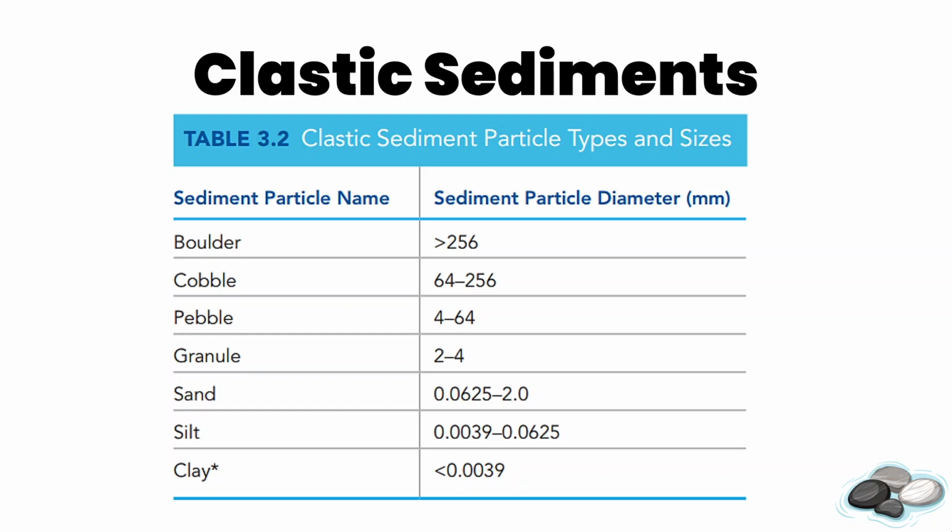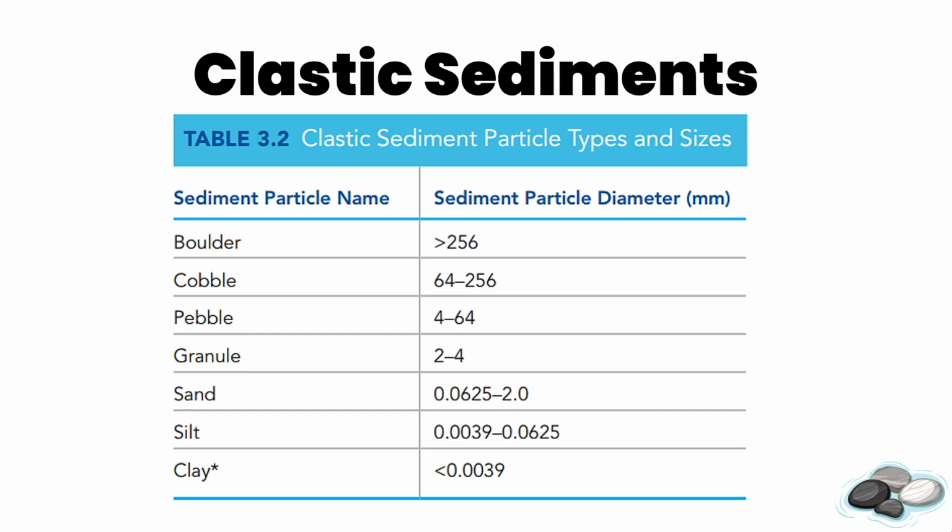Clastic sedimentary rocks are made of many different kinds of rocks lithified through compaction and weathering. For example, there are many particles in clastic sedimentary rocks, and they are named according to their size. Boulder, if it's larger than 256 millimeters, then cobble, pebble, granule, sand, silt, or clay.